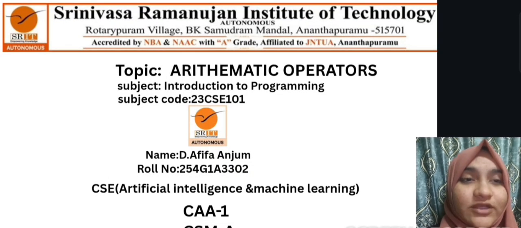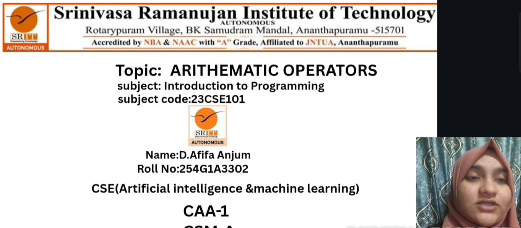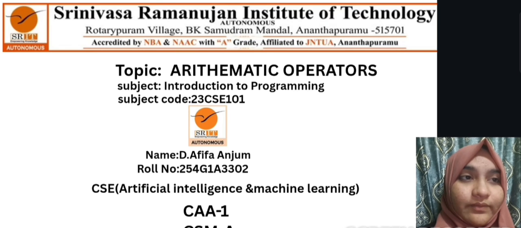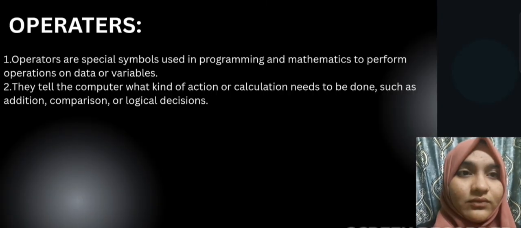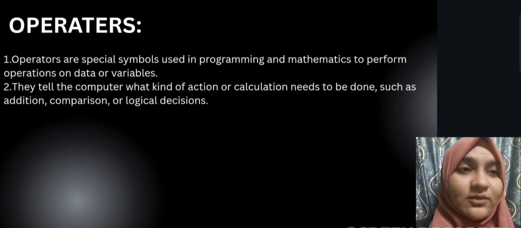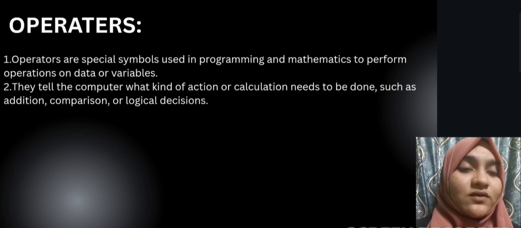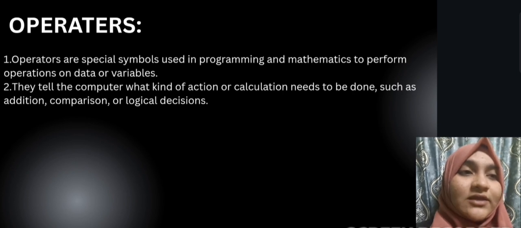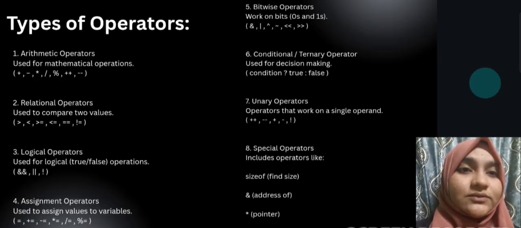Today I am going to explain arithmetic operators. Before I explain the arithmetic operators, I would like to say a few lines about operators. Operators are special symbols used in programming and mathematics to perform operations on data or variables. They tell the computer what kind of action or calculation needs to be done, such as addition, comparison, or logical decisions. And then, types of operators.